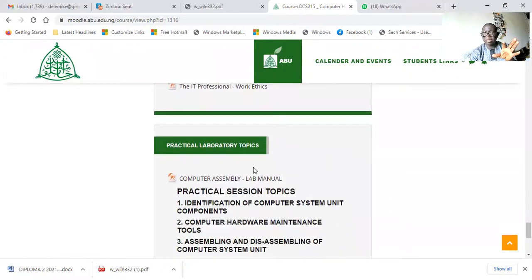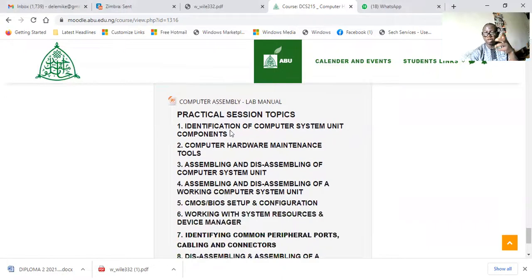Now we have the practical laboratory topics we need to cover, depending on the time that we have. So we're supposed to look at identification of computer system unit components, computer hardware maintenance tools. We need to look at the tools, look at assembling and disassembling of computer system unit. We're also supposed to look at assembly of a working computer system unit.